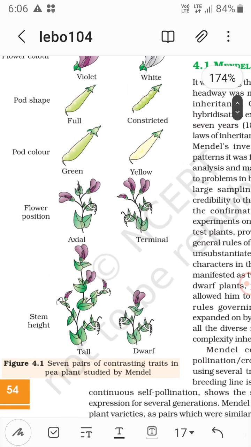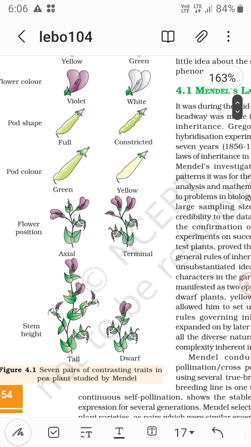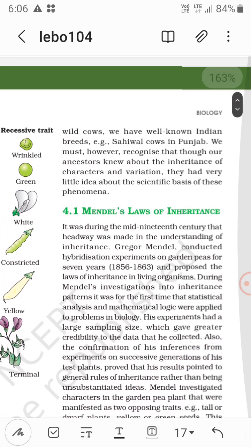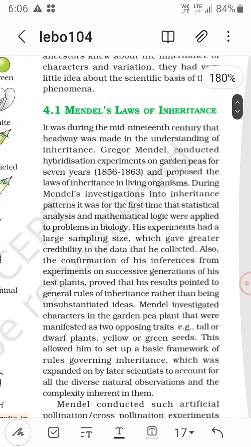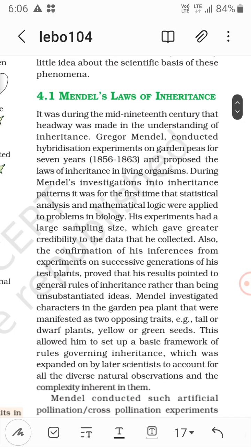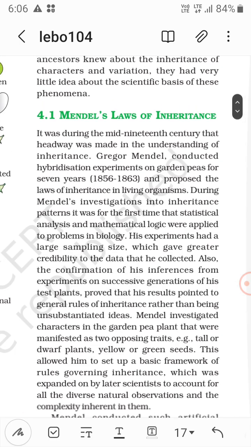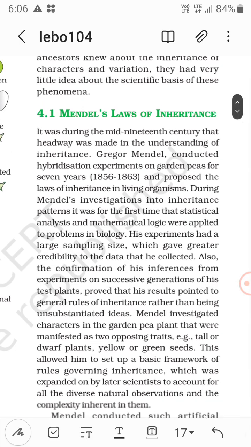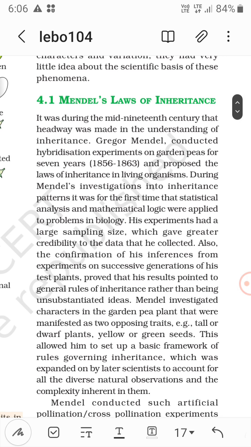So, 7 pairs of contrasting traits in the pea plant studied by Mendel. These are Mendel's laws of inheritance. Gregor Mendel conducted hybridization experiments on garden peas for 7 years, from 1856 to 1863, and proposed the laws of inheritance in living organisms.